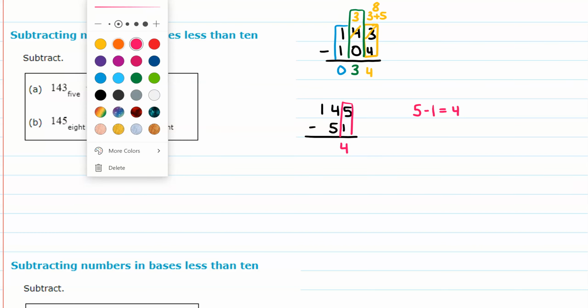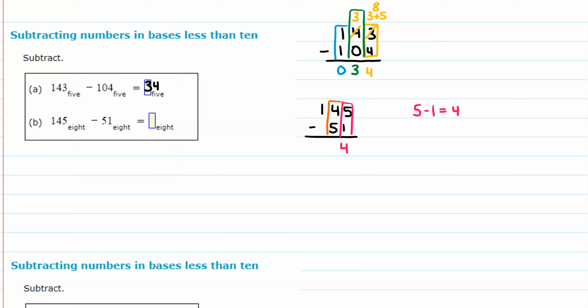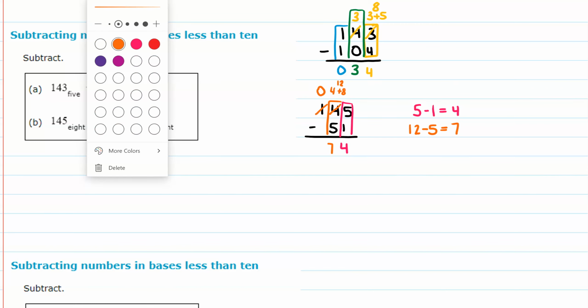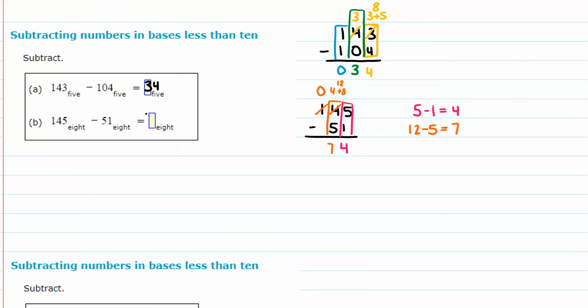So now in the next place, I've got 4 minus 5. Now, I can't do 4 minus 5, so I have to borrow from the guy to the left. The guy to the left is a 1, so he's going to go down to 0. But this 4 isn't going to change to 14. It's going to change to 4 plus 8, which is 12. And 12 minus 5 is 7. So in base 8, 145 minus 51 equals 74 in base 8.